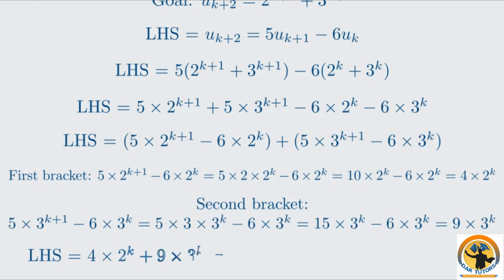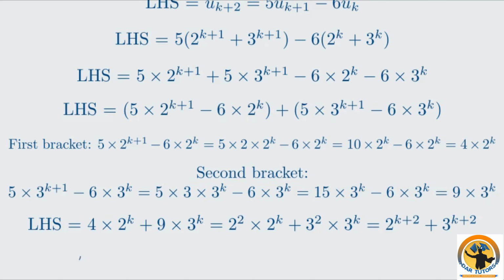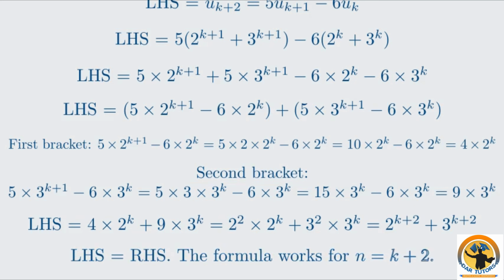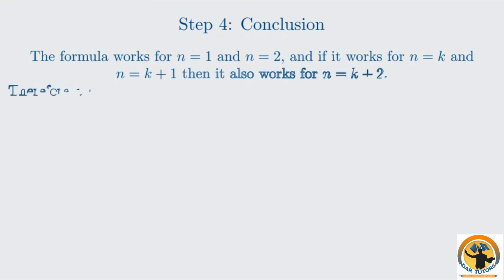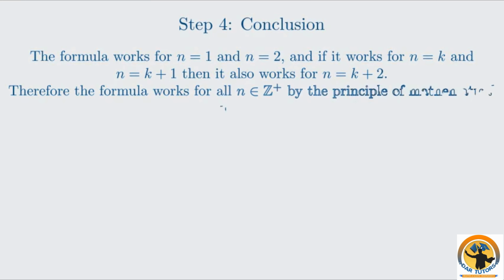We can write 4 as 2 squared and 9 as 3 squared. This gives us 2 squared times 2 to the k plus 3 squared times 3 to the k, which simplifies to 2 to the k plus 2 plus 3 to the k plus 2. This is exactly the right-hand side of our goal. We have proven that the formula works for n equals k plus 2. Step 4. The conclusion. We write our formal conclusion stating that the formula is true for all positive integers n, by induction.